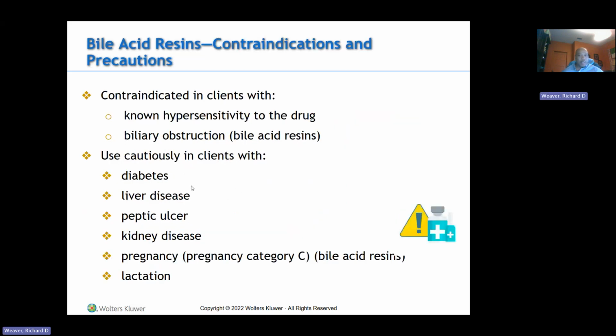Contraindications and precautions. Now, the bile acid resins are contraindicated in those patients with known hypersensitivity to the drug. The bile acid resins are also contraindicated in those with complete biliary obstruction, and that's what I was talking about. So you don't want to give it in those particular cases. These drugs are also used cautiously, meaning they can be given, but with caution, in those patients with diabetes, liver disease, peptic ulcer disease, kidney disease.